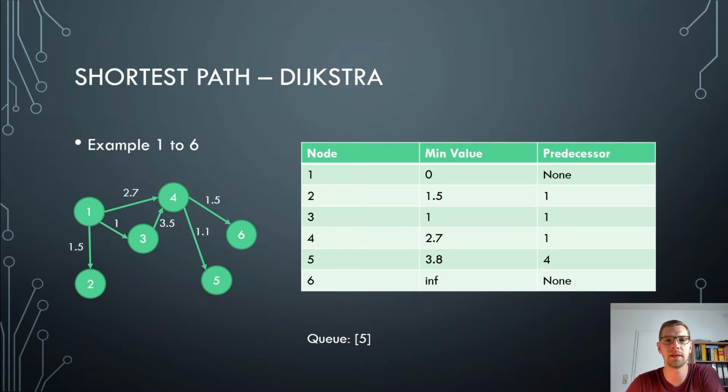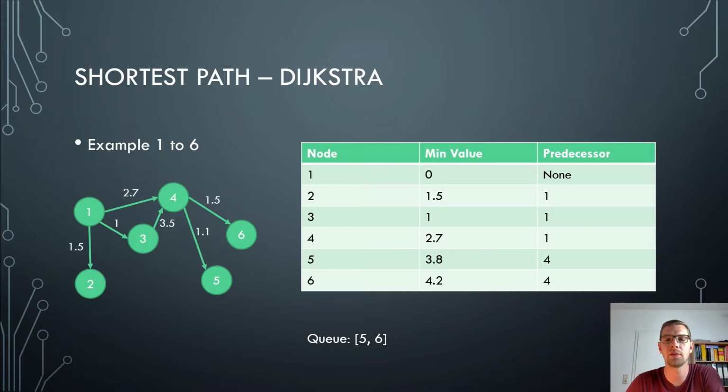Then there is another child, and that is 6. The costs from 4 to 6 are 1.5, plus the minimum value that we had in our node 4, which is 2.7, so we have an overall cost of 4.2. So our list stays what it is, our queue, and we have to work on node 5 now.